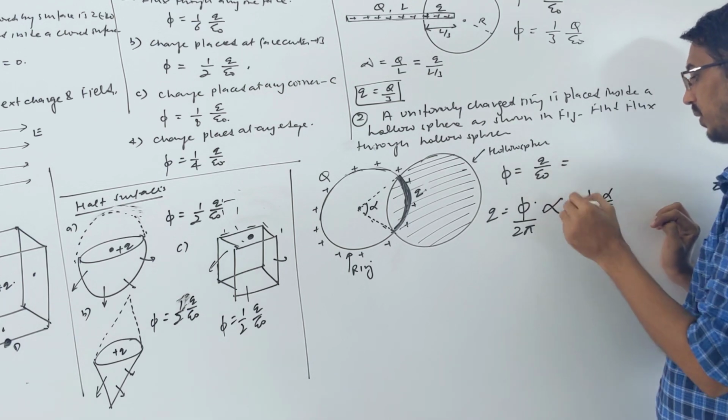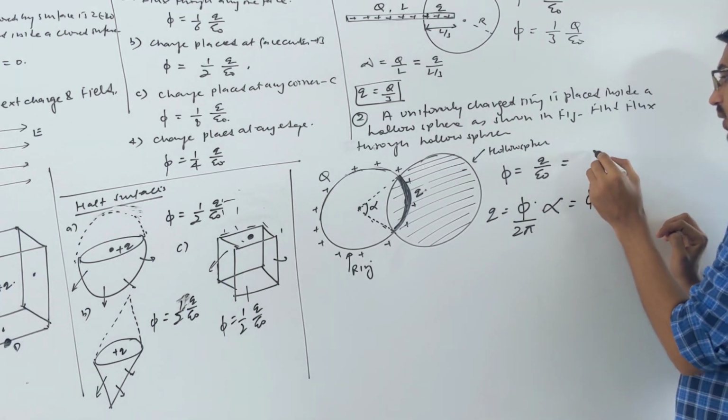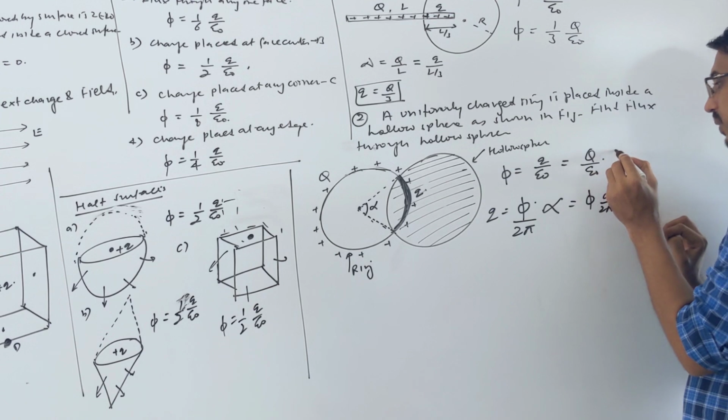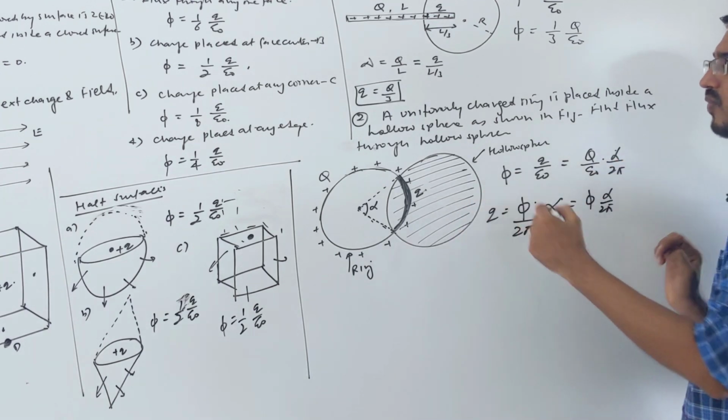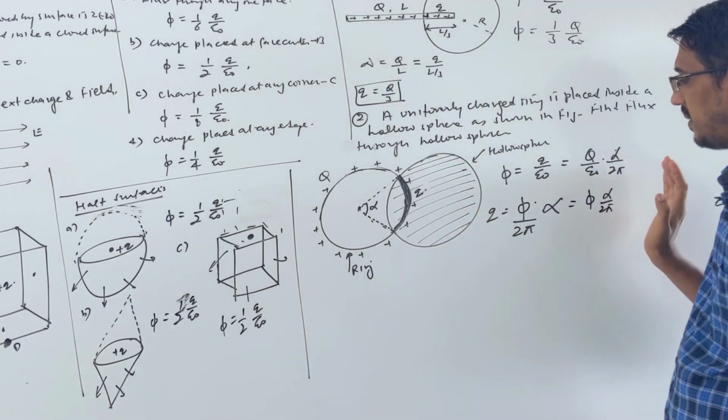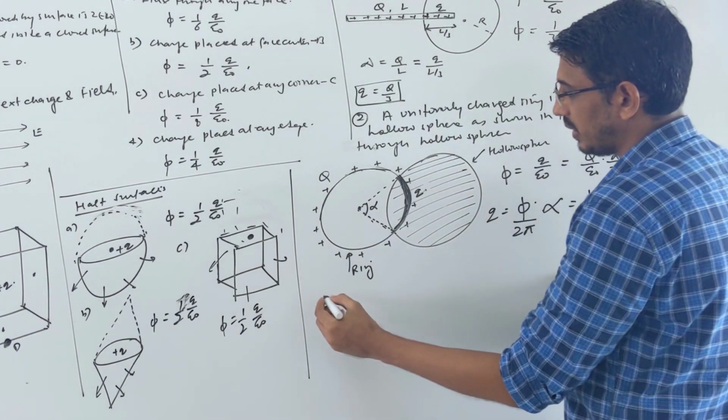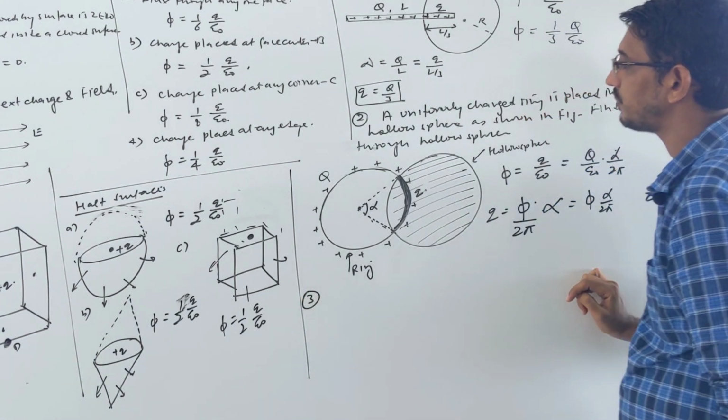So when you put it here, what is the answer? It will be Q upon epsilon naught into alpha upon 2 pi. That's the flux coming through this hollow sphere. That's a very simple question, right? Okay. Another question I remember they have asked in this way.